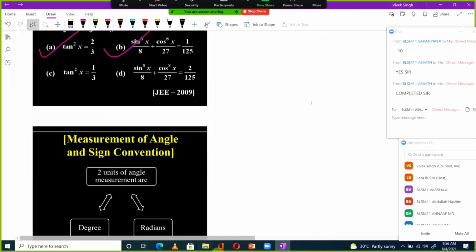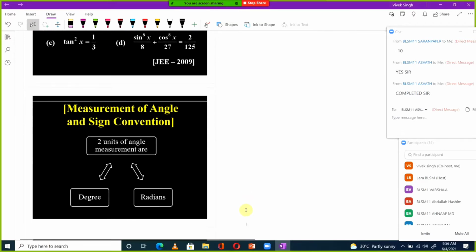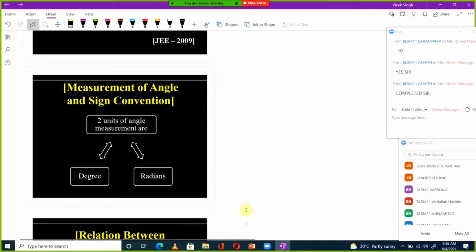First one, degree. What we are doing from basic classes 6, 7, 8, 9, 10th, we have measured angle in degree, like 30 degree, 45 degree, 60 degree. And now we are going to learn the second one, that is radian. So we can measure angle in radian also.